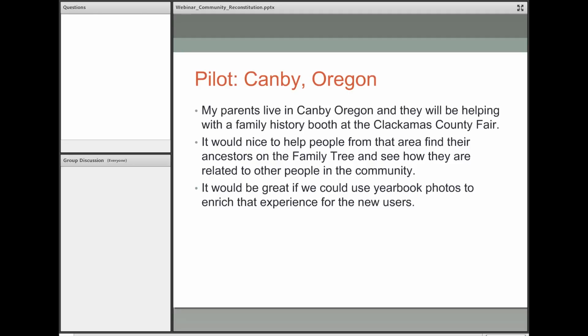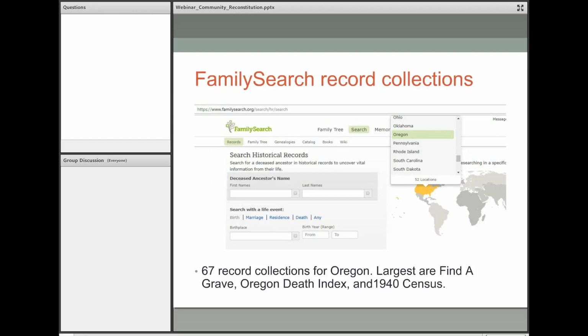Let me talk about a recent pilot we're doing in Canby, Oregon. My parents live in Canby, Oregon, and they're going to be helping with a family history booth at the Clackamas County Fair. And I thought it would be nice if people who visit the booth could see how they're related to other people in the community. Maybe they could bring a friend to the booth and see how they're related. We also wanted them to be able to tap into yearbook photos and other records to enrich their experience for a new user.